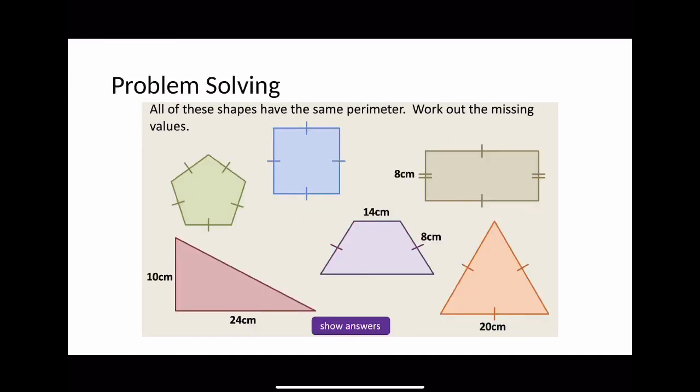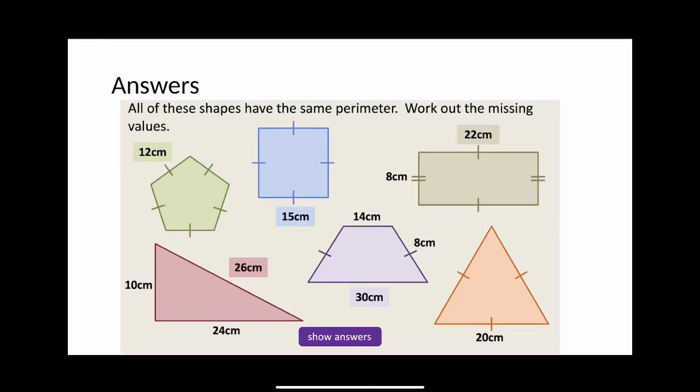All of these shapes have the same perimeter. You've got to work out the missing values. Draw the shapes and then pause the video. Here are your answers.